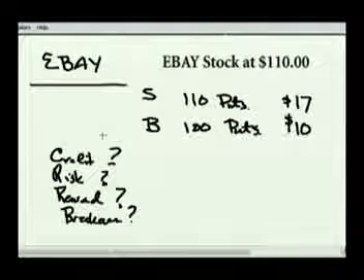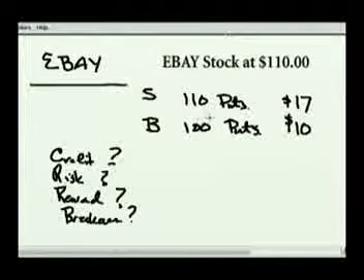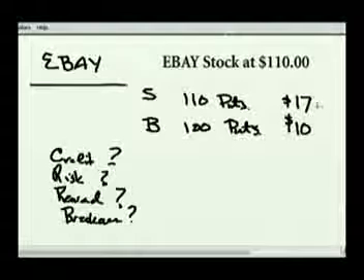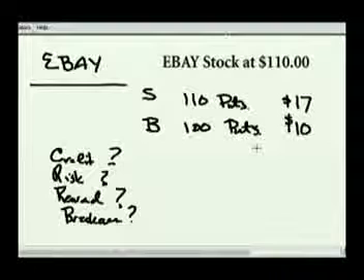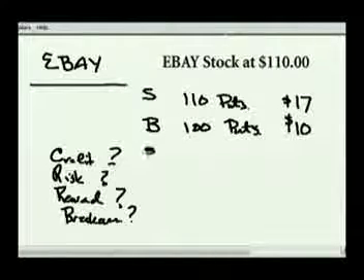All right, let's take a look at the numbers here. Tom gave me an example with eBay, which is a company we feel pretty good about. We sold the 110 puts, so we're going to take a credit in of $17. We buy the 100 puts, we're going to take a debit. We're going to pay a debit of 10. So if you can take 17 in, but you got to give back 10, my credit is $7.